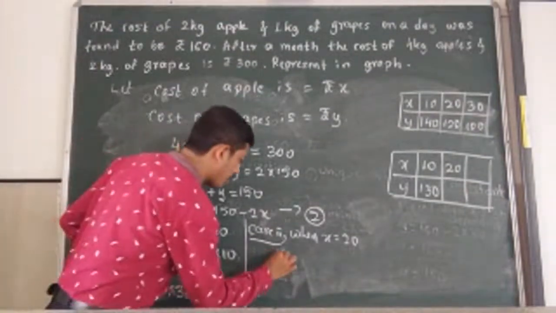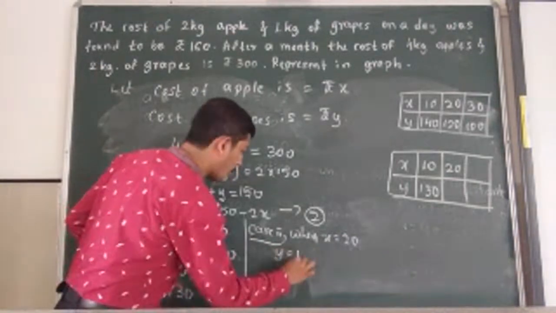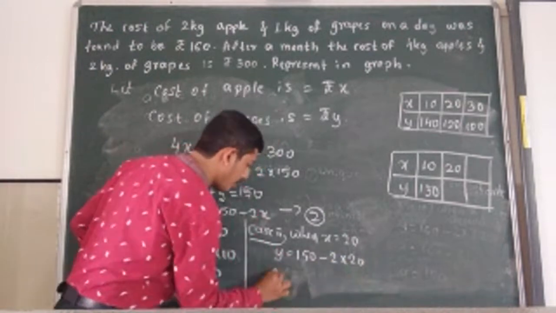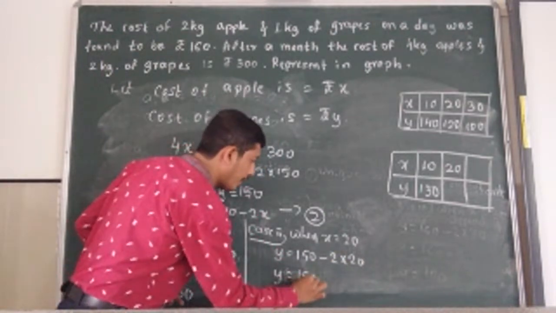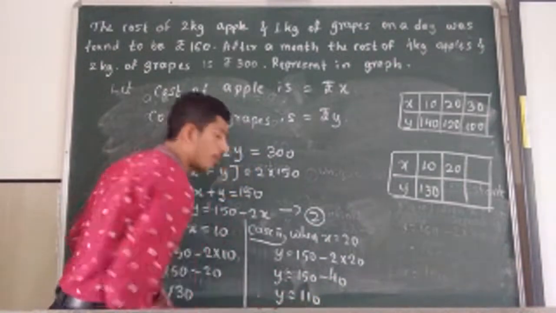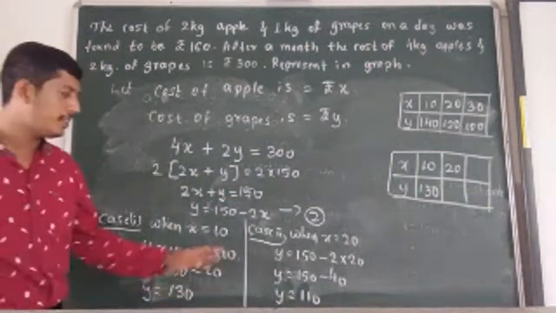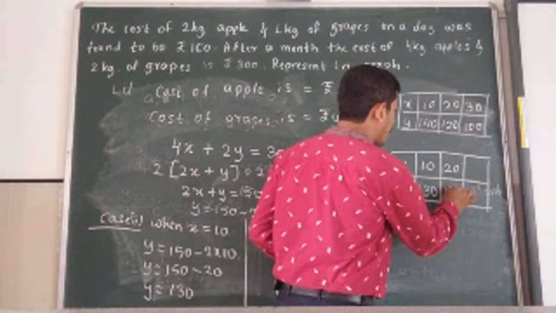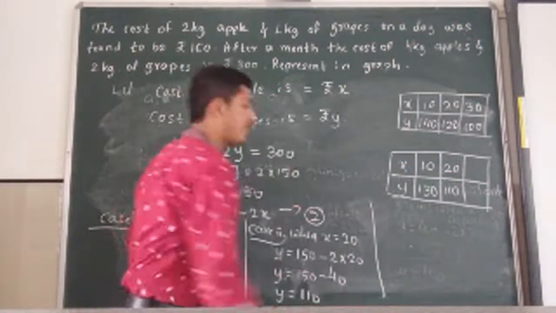Okay, so y equals 150 minus 2 into 20. Y equals 150 minus 2 times 20, 40. Y is equal to 110. Yes, your answer is correct. So therefore, when the value of x is 20, the value of y is 110. So this is the second case.